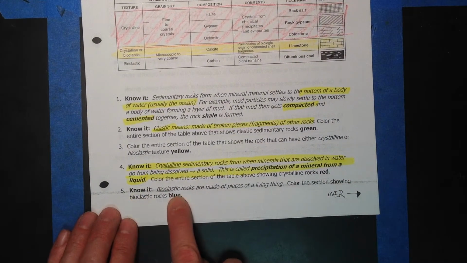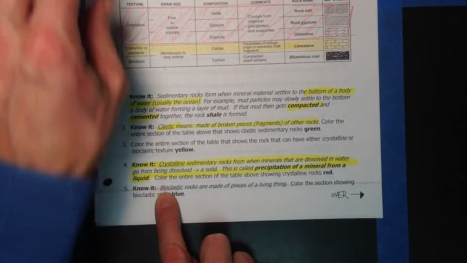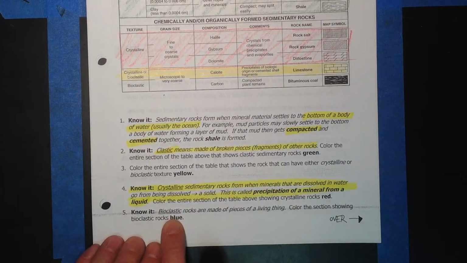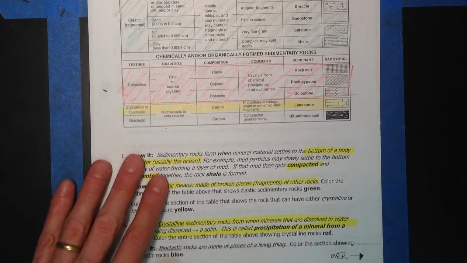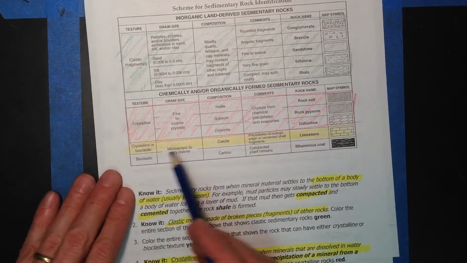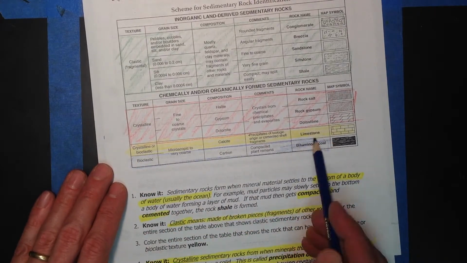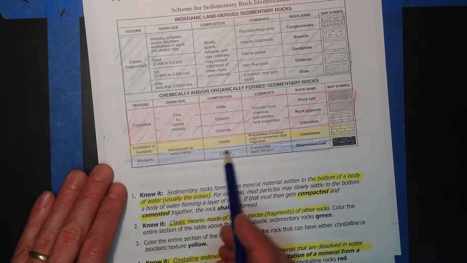Know it. Bioclastic rocks are made of pieces of a living thing. Bio means life. Think of biology. Clastic, as we learned up here, kind of means broken pieces. Color the section showing bioclastic rocks blue. So the part of the reference table that shows it is right here. In this case, our bioclastic rock that the reference table shows is coal, bituminous coal. And that is pieces of a living thing.